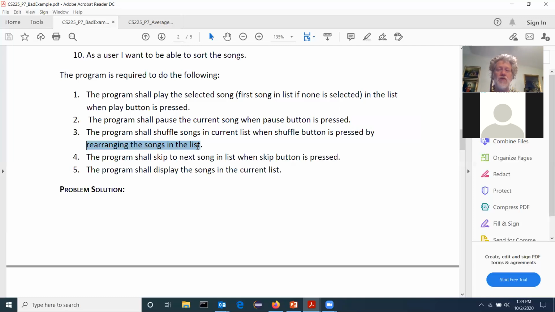Here's the key. We're going to rearrange the songs in the list. So here's my songs. The first one is titled A, and the second one is titled B, and the third one is titled C. I've got 26 songs, A through Z. And when you hit the shuffle button, all I'm going to do is swap out the A and the B. So instead of A, B, C, D, E, F, G, it's B, A, C, D, E, F, G on down through. Technically, have I not met that requirement? I rearranged the songs in the list.